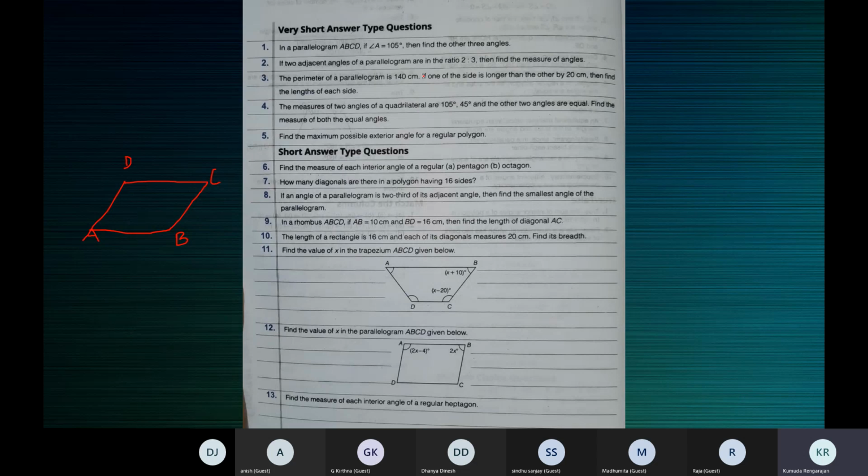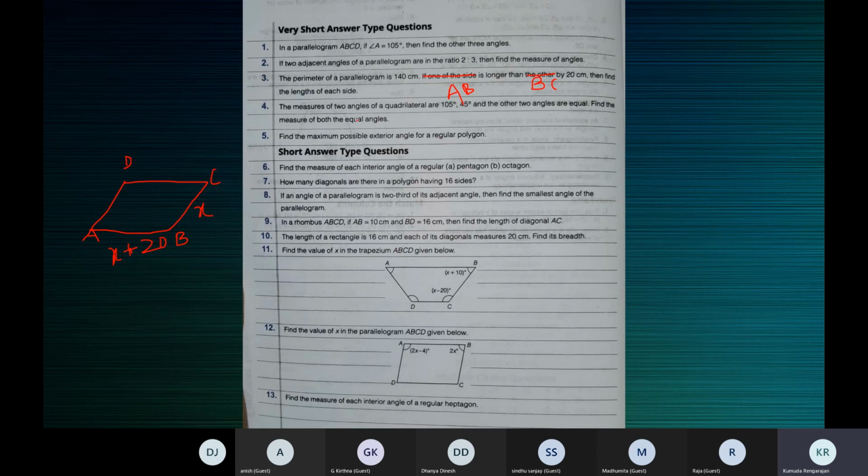Instead of reading if one side, just read it as AB is longer than BC by 20 centimeters. So if BC is X, AB will be X plus 20. You can assume AB as X and BC as X plus 20, or BC as X and AB as X plus 20, because we don't know which is the longer side.